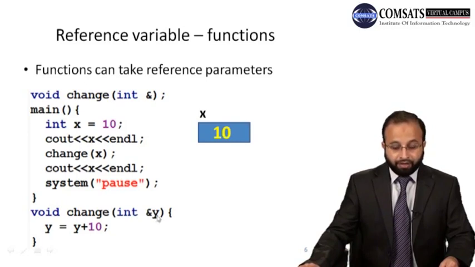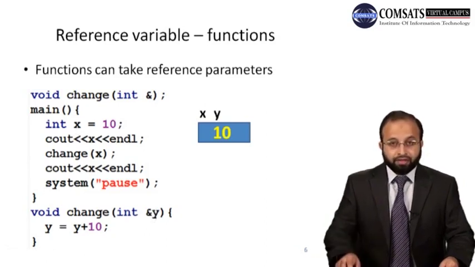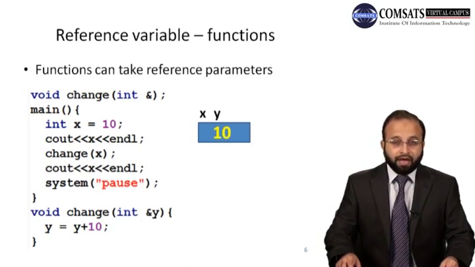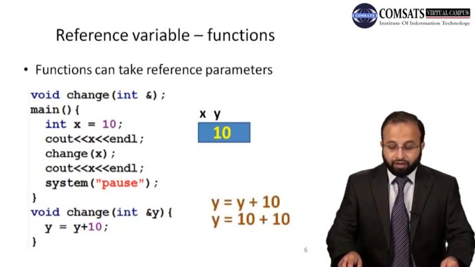So what happened over here? y will become the name for the memory location that is allocated for variable x. Now within the change function you can access the memory that is allocated for the variable x of the main using y, and the same memory can be accessed using variable name x within the main function. So when the statement y = y + 10 is executed, it is actually y = 10 + 10, and y = 20. So 20 will be stored in y, it will be stored here like this.